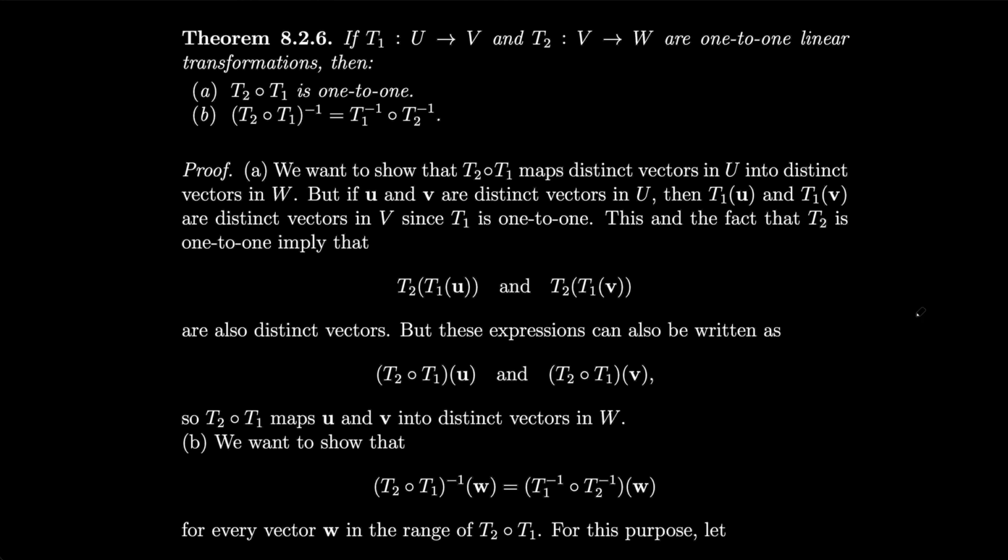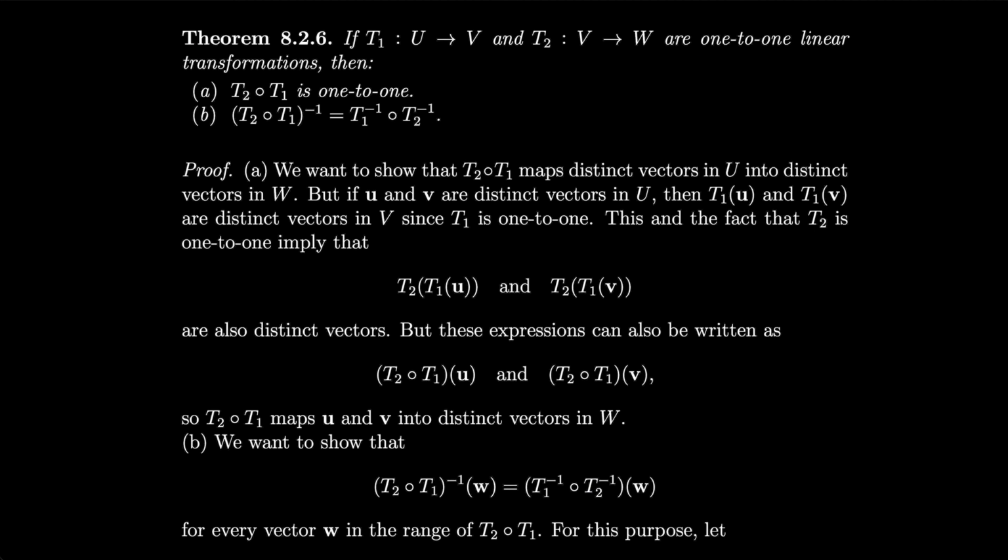If T1 from U to V and T2 from V to W are 1-to-1 linear transformations, then T2 circle T1 is also 1-to-1, and T2 circle T1 inverse is T1 inverse circle T2 inverse. So the order changes. So you have to be a little bit careful here. But let's prove it real quick. We want to show that T2 circle T1 maps distinct vectors in U into distinct vectors in W. But if u and v are distinct vectors in U, then T1 of u and T1 of v are distinct vectors in V, since we assumed to begin with that T1 is 1-to-1. Right, that was what we originally stated.